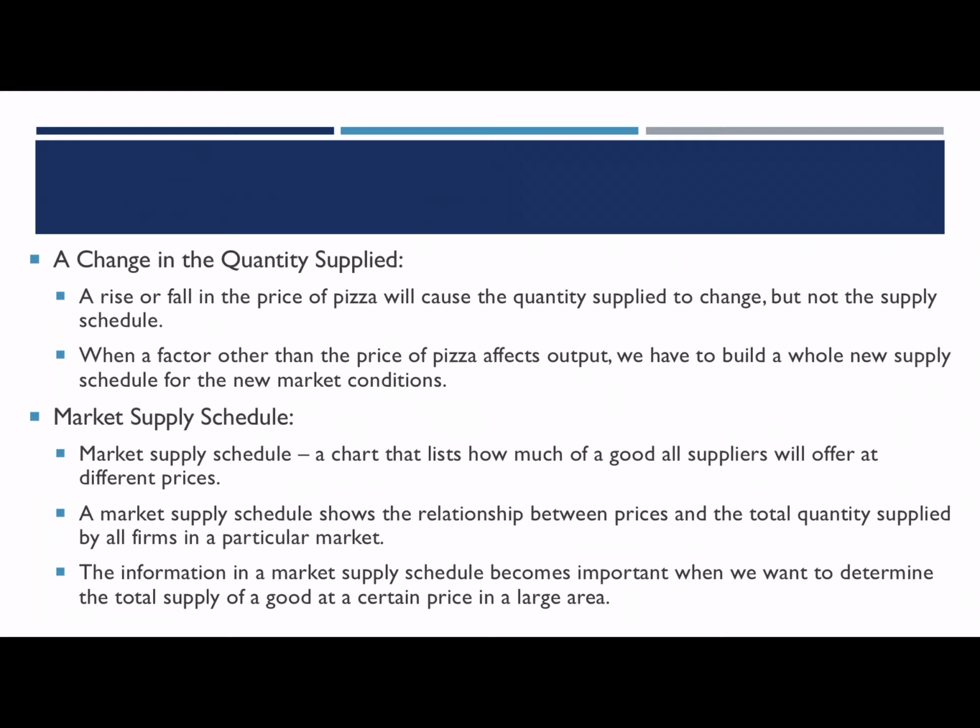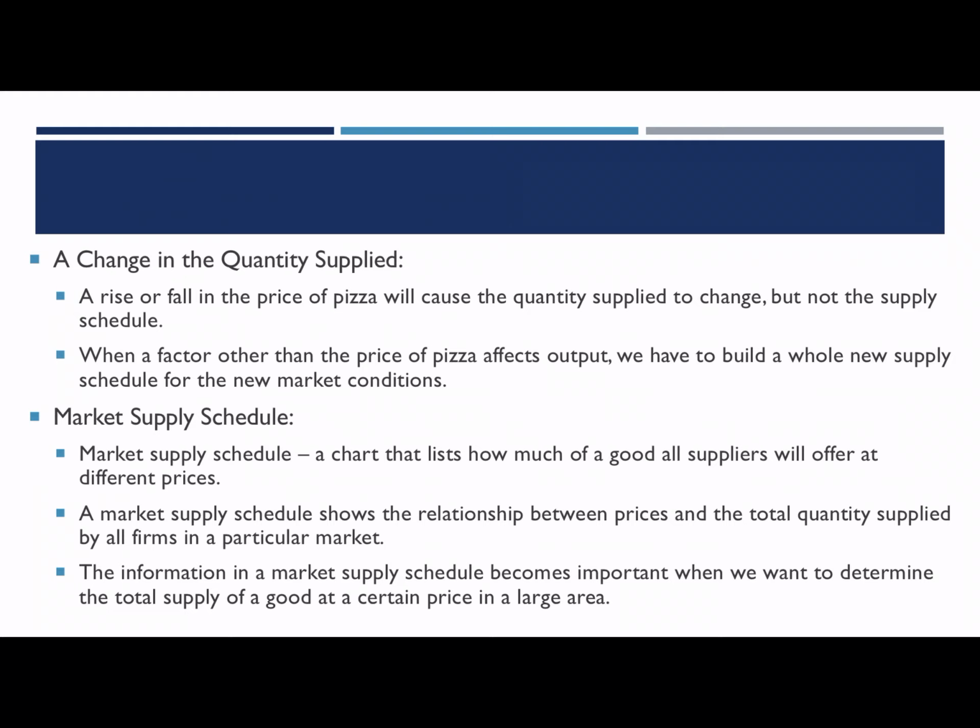Just like demand, we have what's called the market supply schedule, which is a chart that lists how much of a good all suppliers will offer at different prices. The market could again be something as small as the Lehigh Valley. If the price of pizza goes up $1, how much pizza are all the pizzerias going to offer?